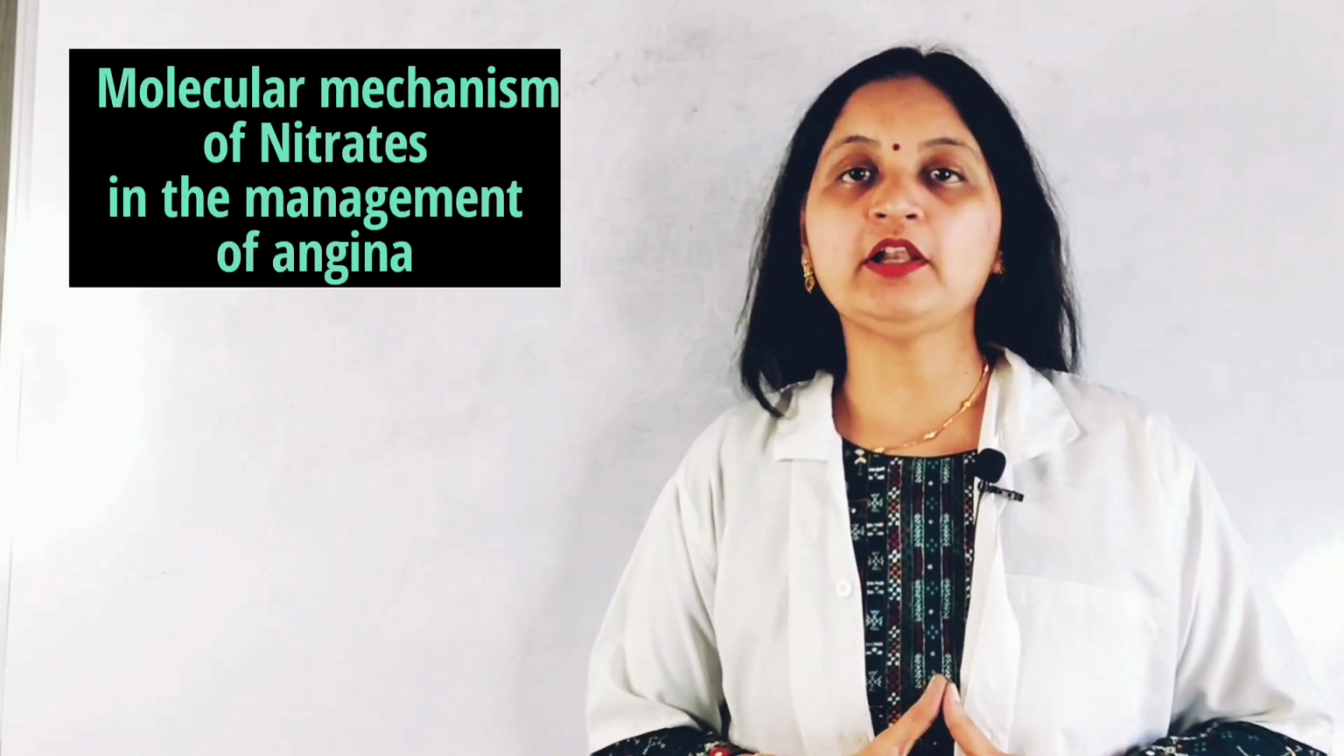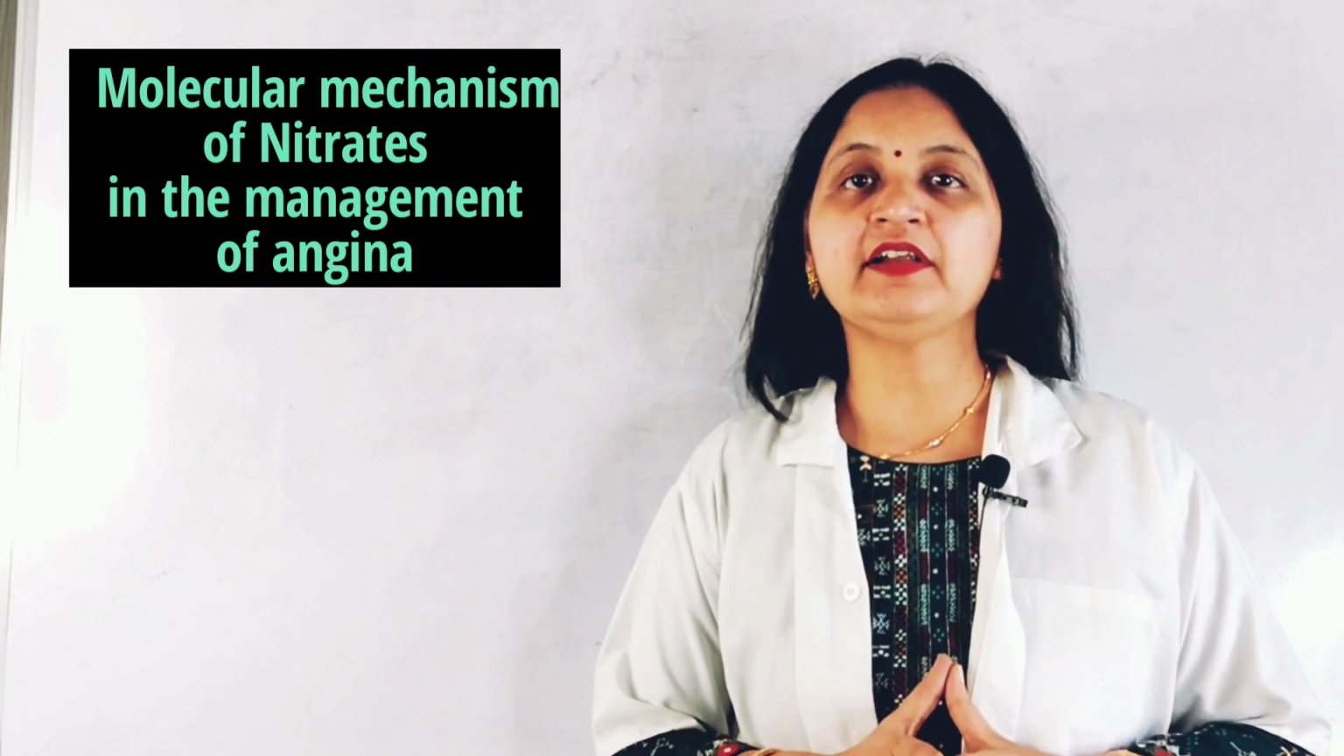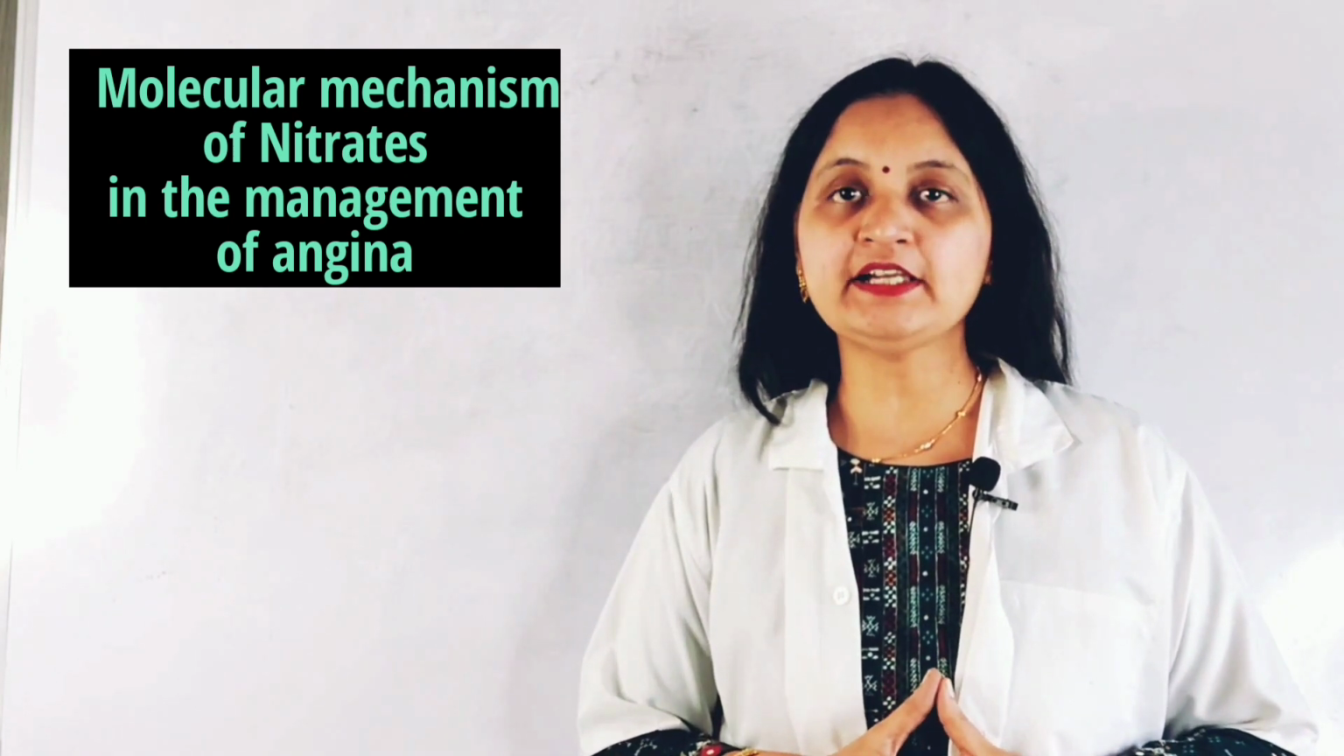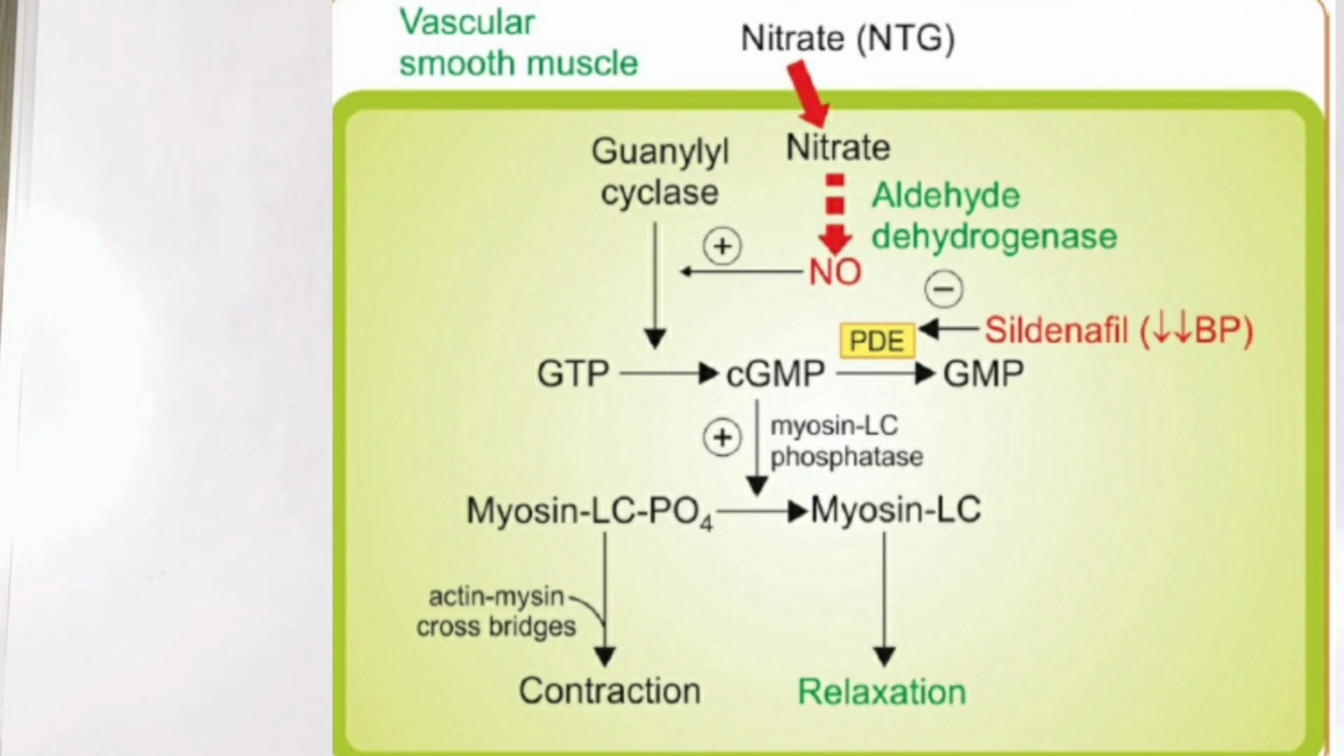So now let's see the molecular mechanism through which the nitrates cause relaxation or dilatation of blood vessels. The nitrates release nitric oxide that stimulates guanylyl cyclase enzyme. The guanylyl cyclase enzyme causes conversion of GTP to cyclic GMP, which causes stimulation or activation of phosphatase enzyme. Phosphatase enzyme is responsible for dephosphorylation of the myosin light chain, and this causes relaxation of the smooth muscles.